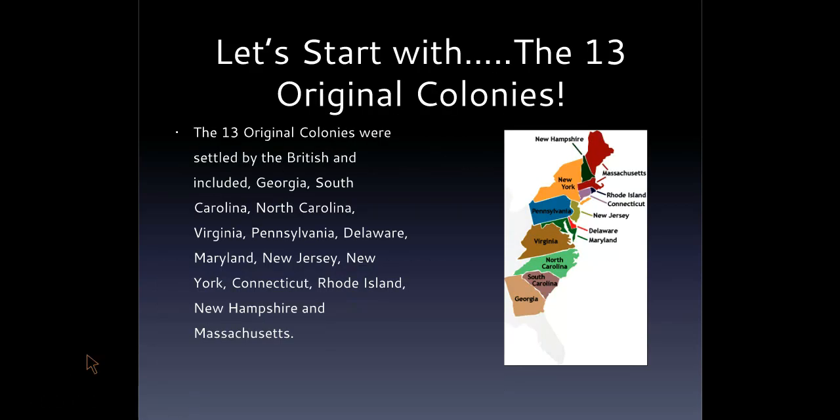Alright, so let's go ahead and start with the 13 original colonies. We know that the colonies were settled by the British, and they included Georgia, South Carolina, North Carolina, Virginia, Maryland, the tiny state of Delaware, Pennsylvania, New Jersey, New York, Connecticut, Rhode Island, Massachusetts, and New Hampshire. And this was all British territory. But you guys should remember this from last week.